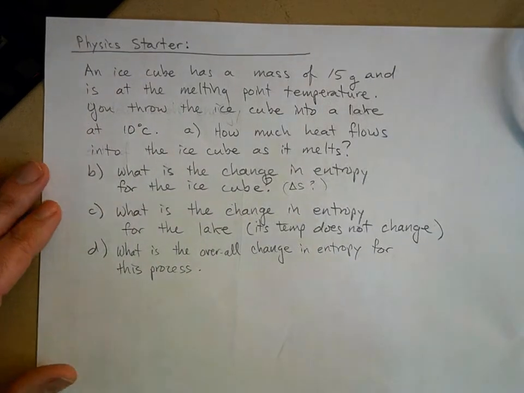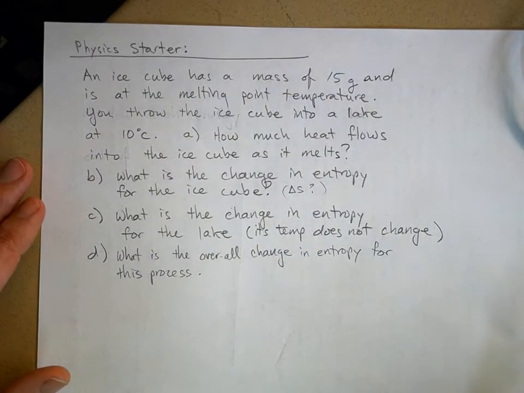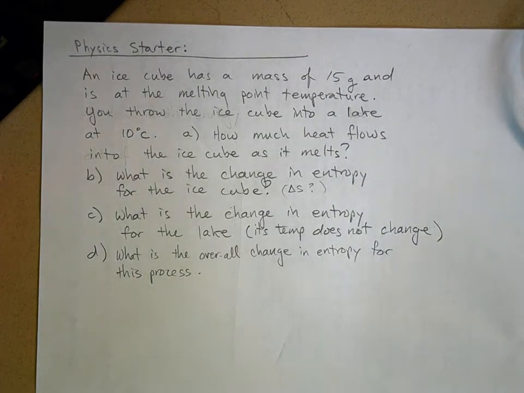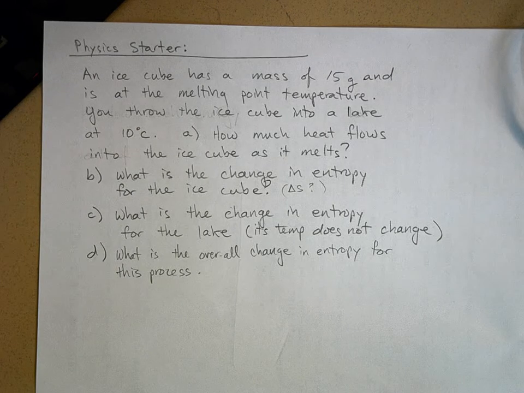We have an ice cube. Quiet please, look up here. We've got an ice cube. It has a mass of 15 grams and is at the melting point temperature, which is 0 degrees Celsius.